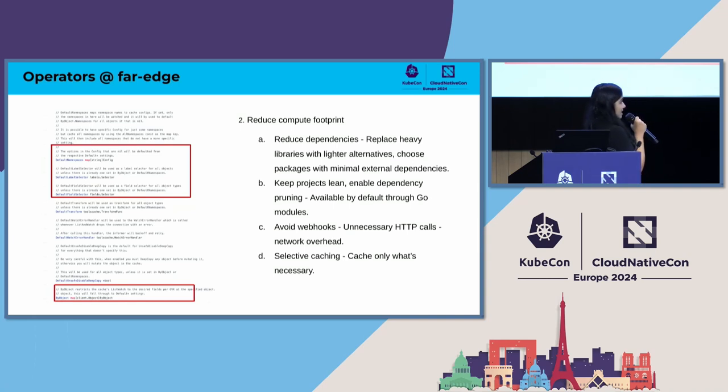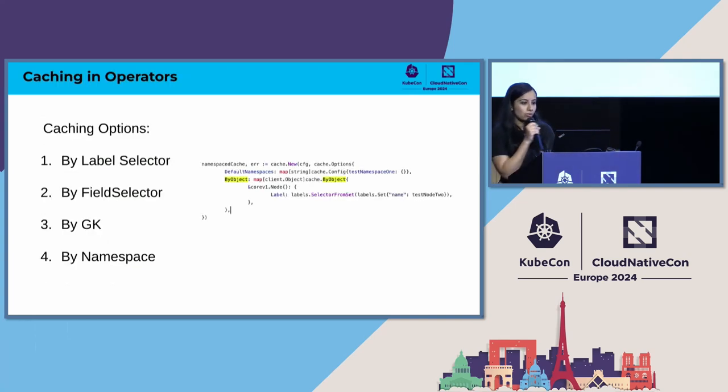The next one is selective caching. And with the recent releases of controller-runtime, it has become all the more easier in terms of figuring out what we need to cache and just caching what's necessary. So quickly going into the options which controller-runtime provides us, it's using a label selector, it's using a field selector to identify the objects we want to cache. Or you can even cache the whole group kind.